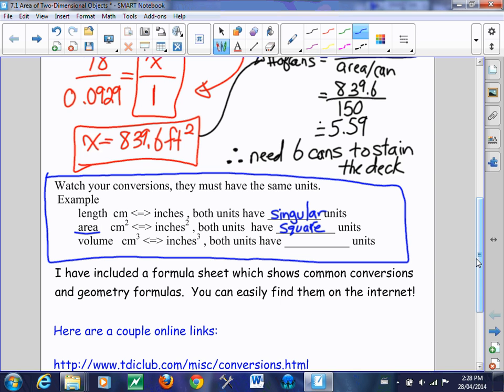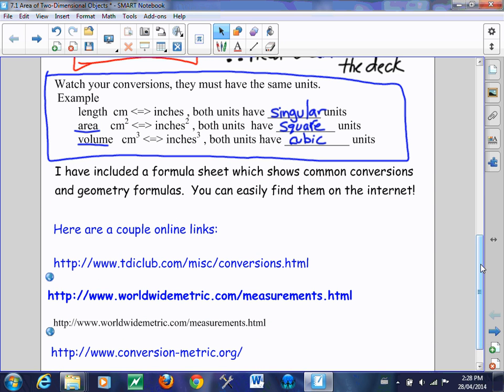And lastly, ladies and gentlemen, volume, that's a cubic unit. Okay, so it's going to be cubic, which means, again, you're going to have to look for centimeters cubed to inches cubed. All right? And you'll see those on several websites.